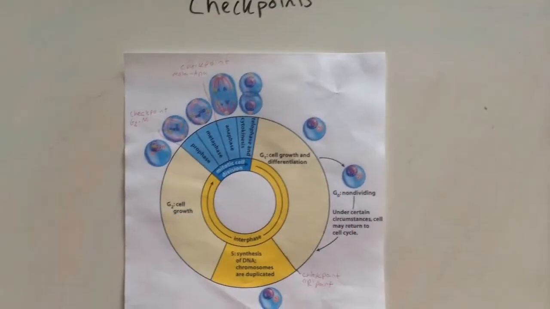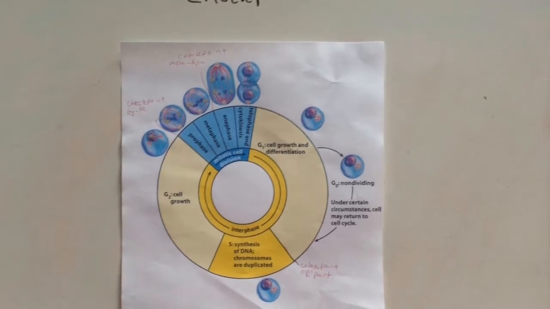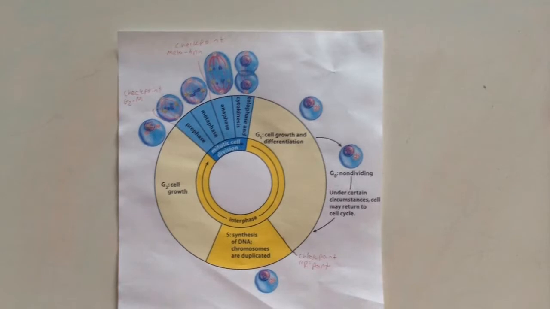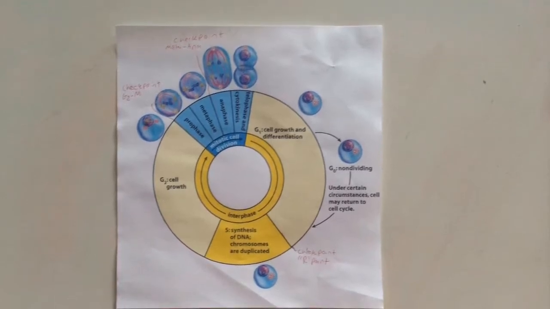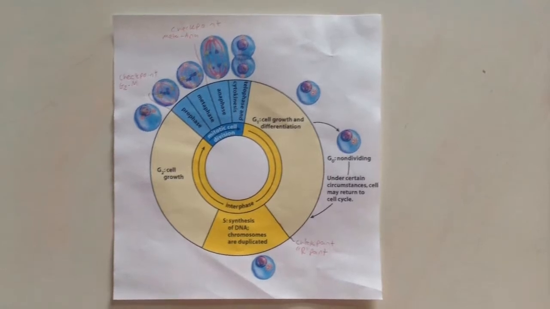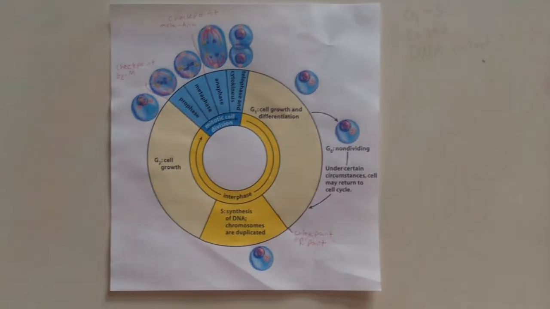Throughout the cell cycle, there are three checkpoints to regulate the activity of cells. If a cell does not meet the requirement of one of these checkpoints, the cell will either fix the problem or eliminate itself. The three checkpoints are between G1 and S, G2 and mitosis, and between metaphase and anaphase.